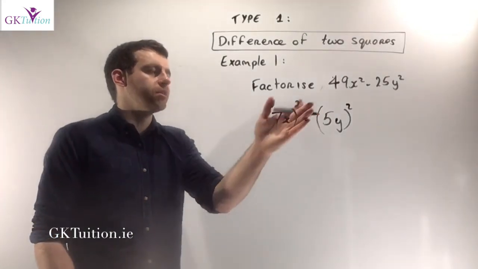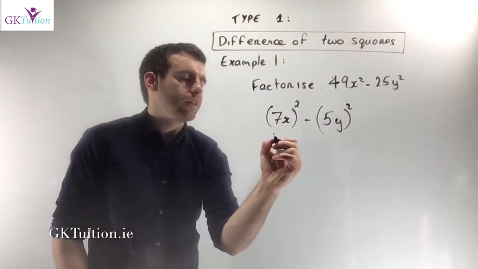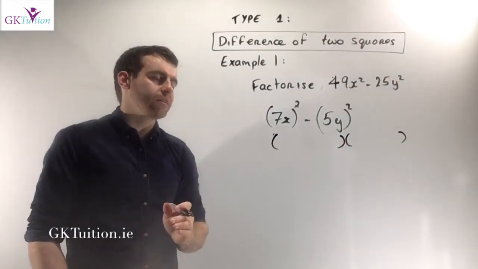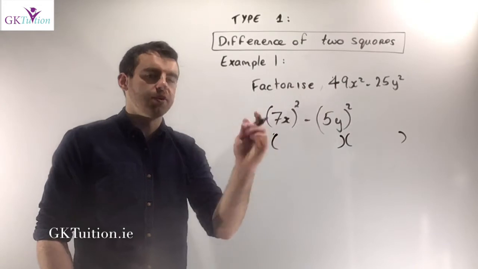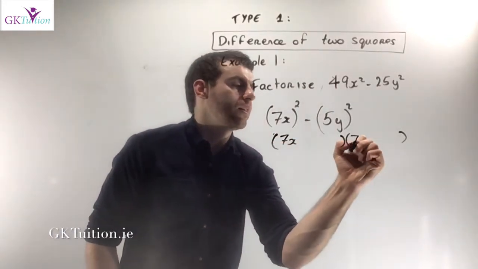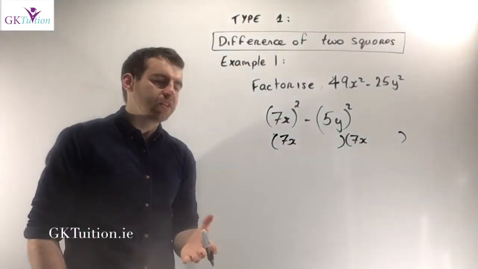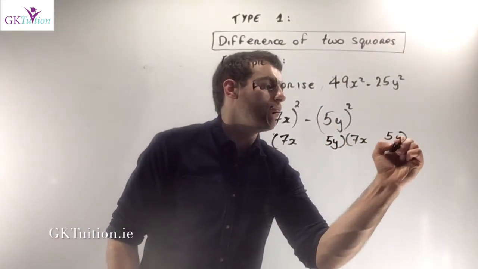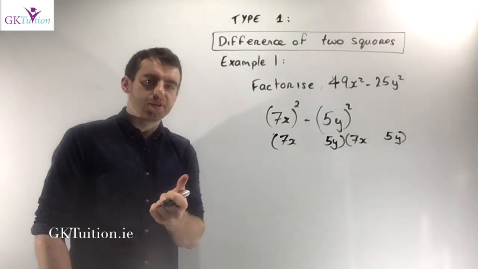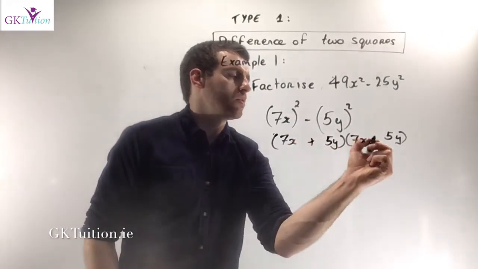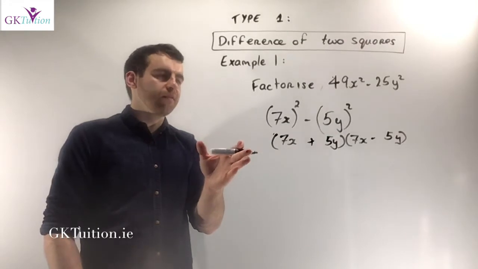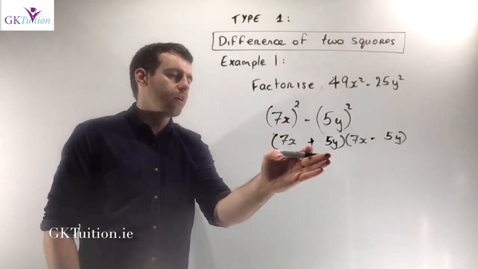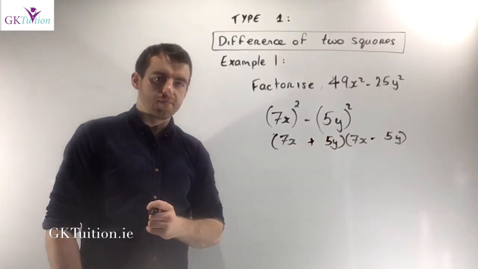But now that I've realised that I can get the square root of this and the square root of this, I'm just going to write this as double brackets. And at the start of each of the brackets, I'm going to put in the square root of the first term. So it's going to be a 7x here and a 7x here. At the end of each of the brackets, I'm going to put in the square root of the second term. So it's going to be a 5y and a 5y. And then one of them needs to be a plus and one of them needs to be a minus. Obviously, it doesn't matter which is which. But essentially the factors of 49x squared minus 25y squared are 7x plus 5y times 7x minus 5y.